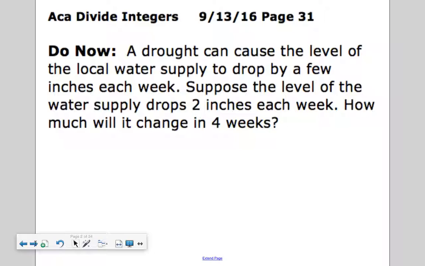So, do now. A drought can cause the level of the local water supply to drop by a few inches each week. Suppose the level of the water drops 2 inches each week. So, this is how I represent it as an integer, a whole number and its opposite, including 0. How much will it change in 4 weeks? So, if it drops 2 inches each week for 4 weeks, it will drop 8 inches.